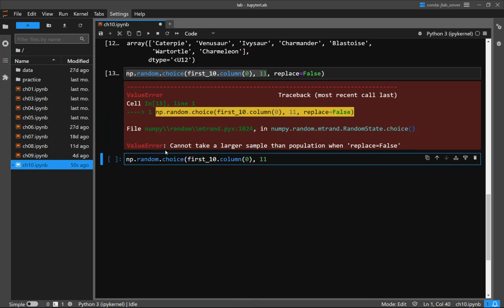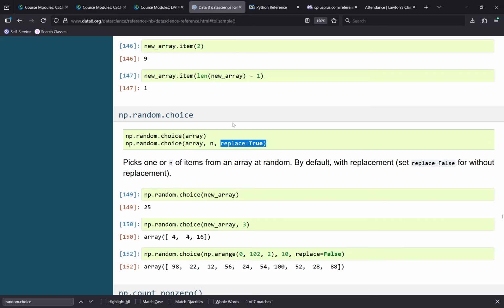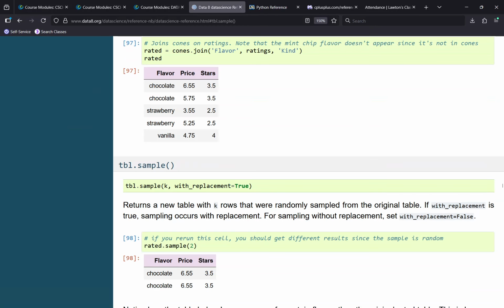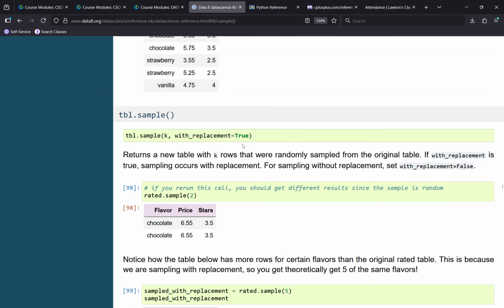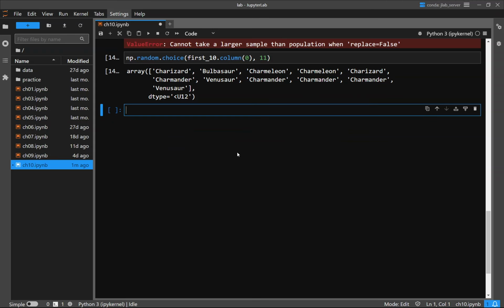If we rolled 100 dice, for example, it's always giving 1 through 6, or always heads or tails, that's fine. So you can totally ask for more than the size of your table if you're saying replace equals true. That's the default, okay? And so you can use np.random.choice to get a piece of a column, but sometimes you want the whole darn table, and that's where dot sample comes in. And you can say with replacement equals false if you don't want that, because again, by default, it's going to draw a random sample with replacement. And not just a random sample, it's called a uniform random sample, where everybody gets the same probabilities.